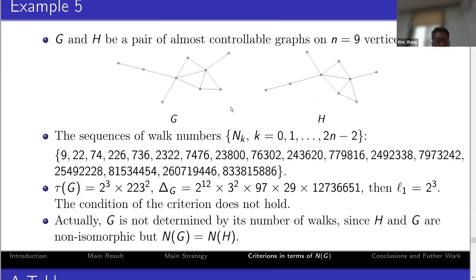Also, this is another example. The 2 graphs are non-isomorphic, but they have the same sequence of walk numbers. And also the condition of the theorem does not hold because this one is not a prime. So from these 2 examples, we can see that the condition of the theorem in some sense is tight, actually. If the condition does not hold, then we have some counterexamples.